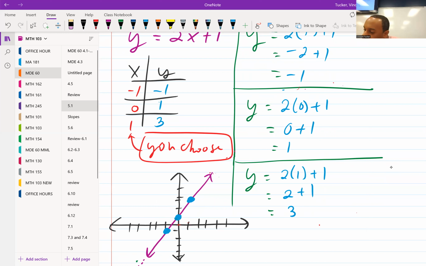And then you go to the right 1, up 3, which is this point right here. Once you have your points, you connect the dots.